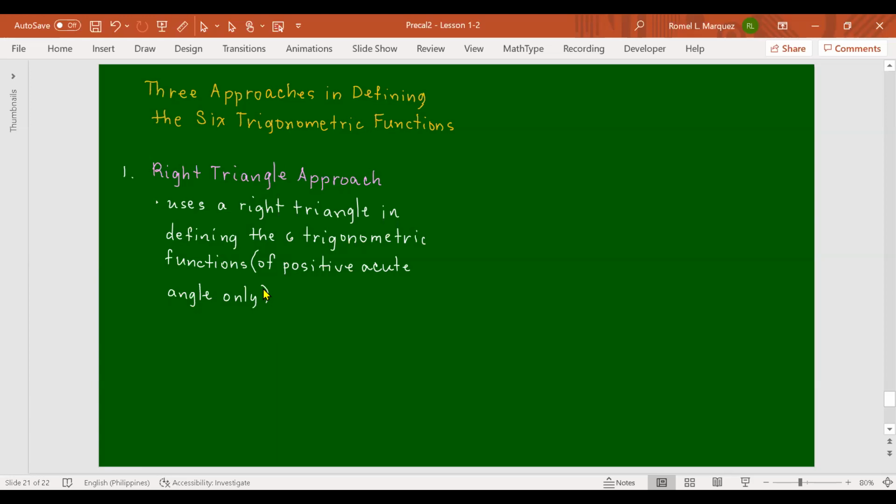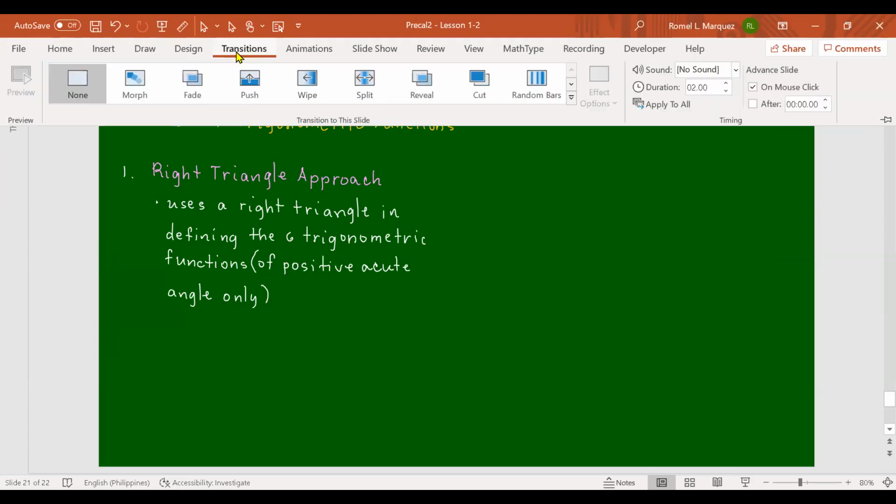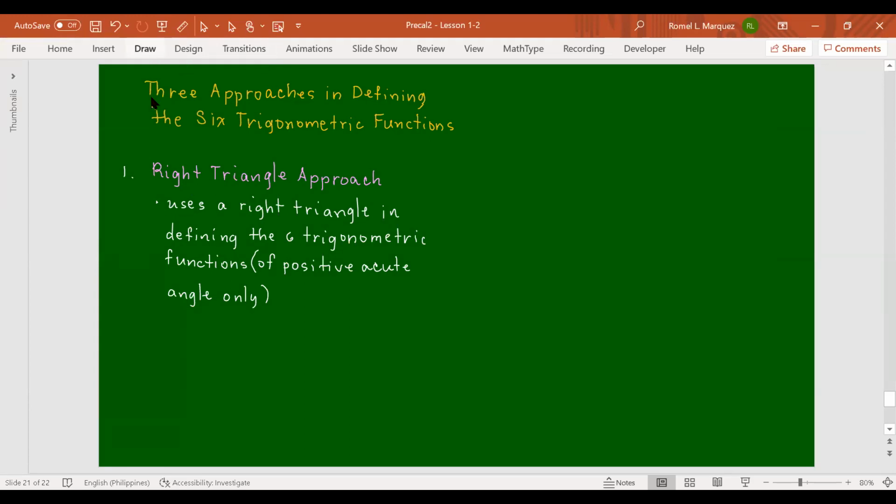But it is actually realistic. This is really the first basis of trigonometry, the original. They started here. But because of calculus, they needed radian measure, or the real number. That's why they came up with another approach.